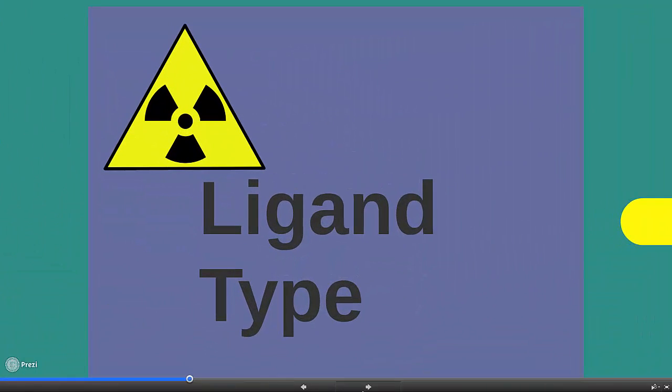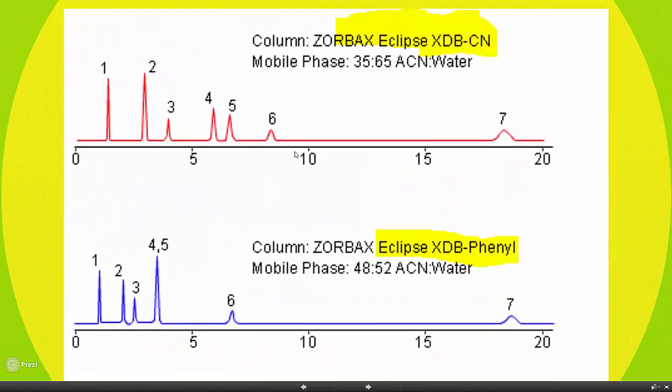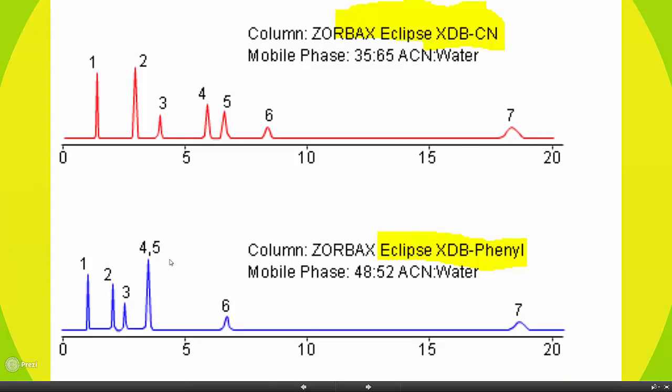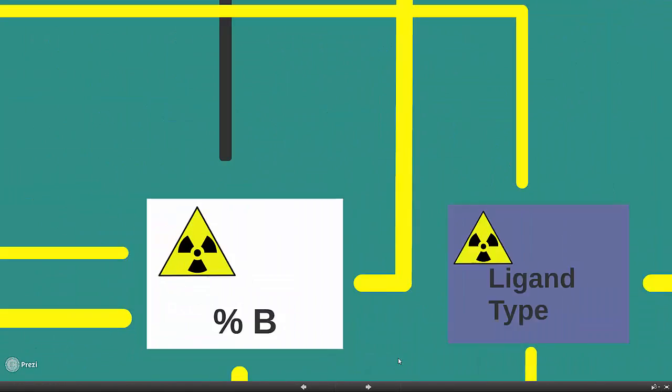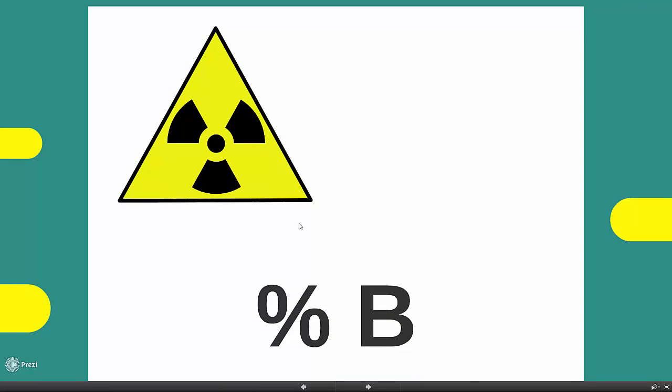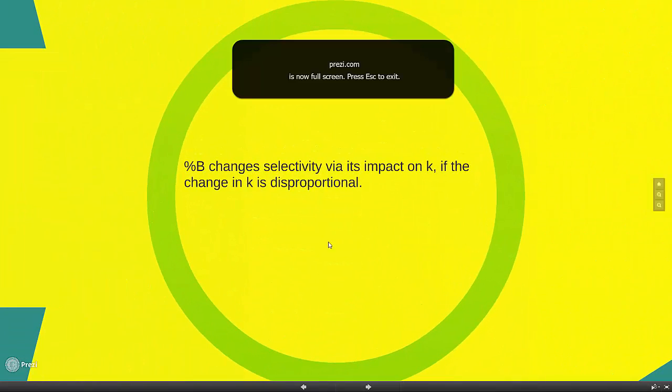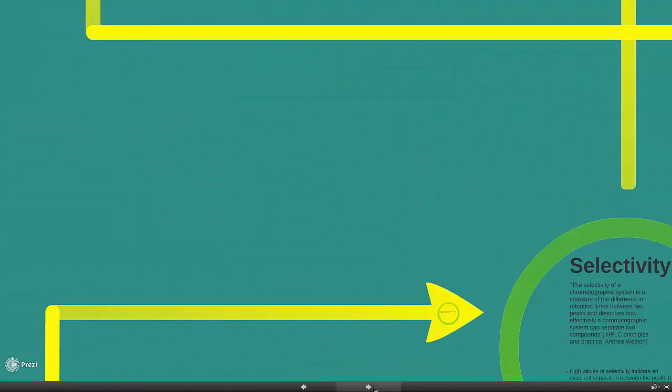Ligand type is another thing that can affect selectivity. You can see here when you use this ligand here and here, which are different, peaks 4 and 5 are superimposed here when they are separated here, so that means selectivity has changed. Also, percentage B is something else that can alter selectivity. In order to do that, you have to change K, and the change has to be disproportional.